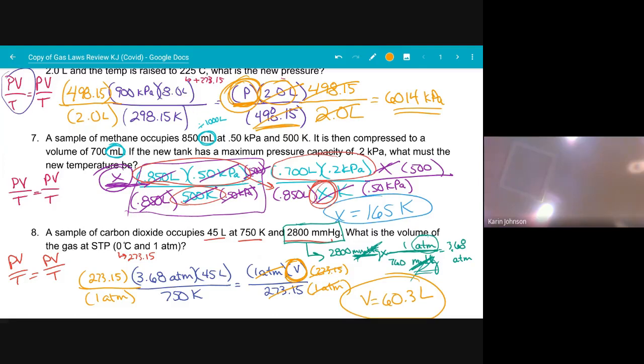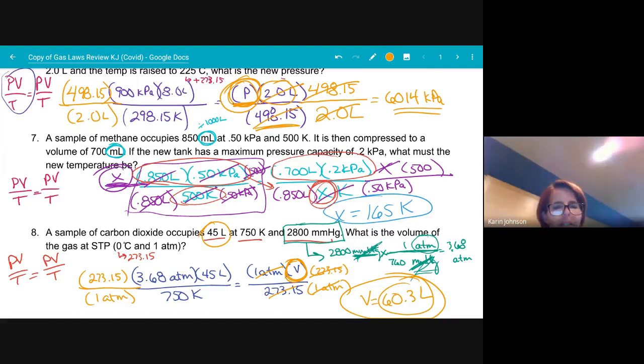I always double check too. I'm sure your math teachers have said this a bajillion times, but I always check to make sure the answer is sensible. We started at 45 liters. Does it make sense that you would end at 60.3 liters? Sure, that seems reasonable to me. So that's a way of me just double checking that I did it right.